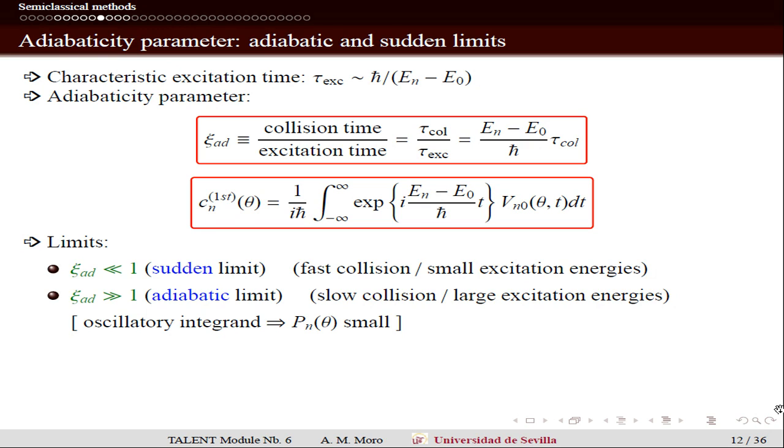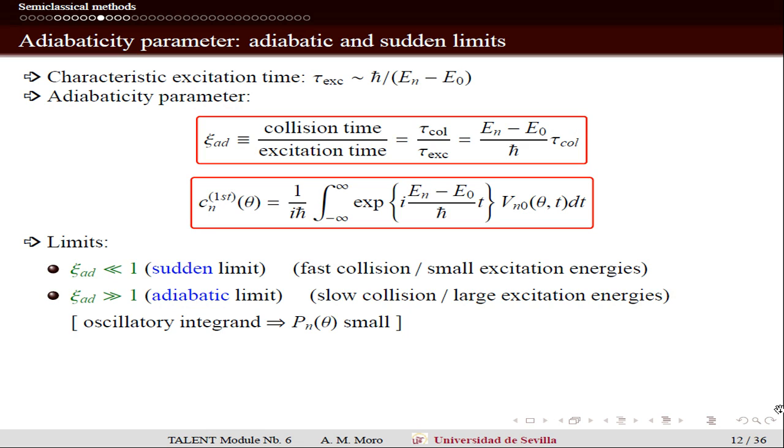So let's define a characteristic excitation time. The system, the projectile in our case, has a characteristic time to go from the ground state to some excited state, En. This characteristic excitation time gives us an idea of how fast the projectile dynamics evolves in time, how fast it changes its internal state. So we will call this the excitation time.